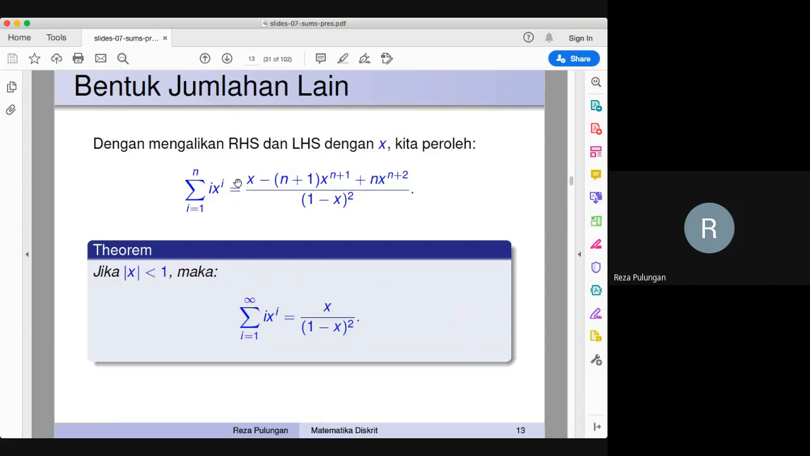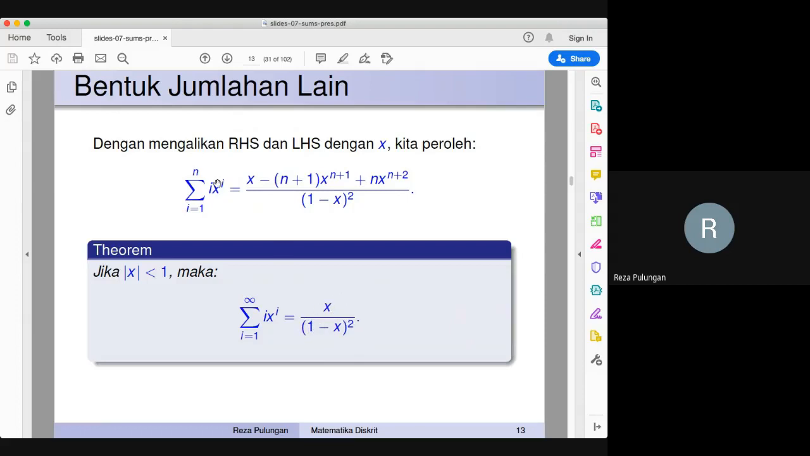Okay. Now, you know right now the summation from i equal to 1 until n of i multiplied by x to the power of i. What if we change this n to infinity? If you change this n to infinity, this is the result. If the absolute value of x is less than 1, then the summation of i equal to 1 until infinity of i multiplied by x to the power of i is equal to this one. How do I get this one?